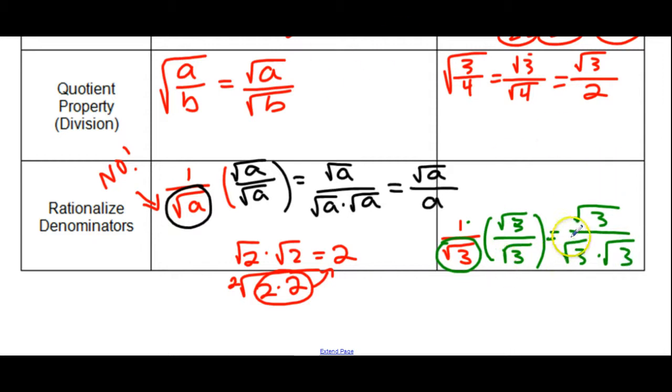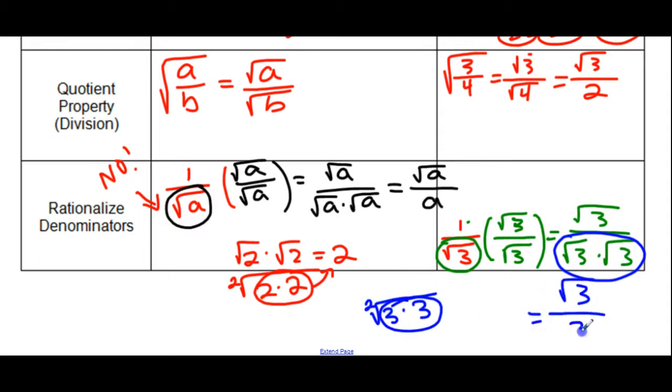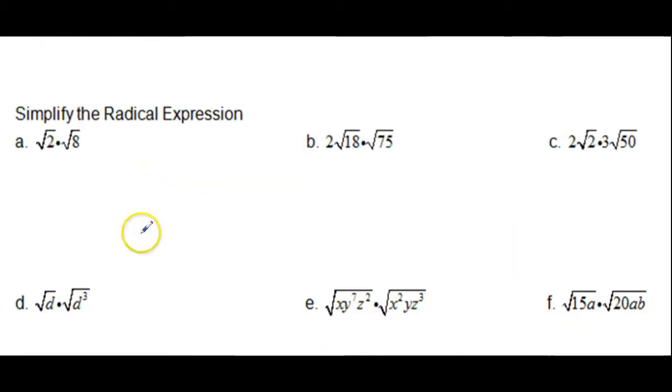And again, this whole thing, if I were to rewrite it, is the same thing as square root of 3 times 3. And then we want a pair, so this is a pair that comes out. So the answer actually is square root of 3 over 3. I know that kind of seems confusing, but the more we practice it, the easier it's going to get. So let's look at a couple examples.